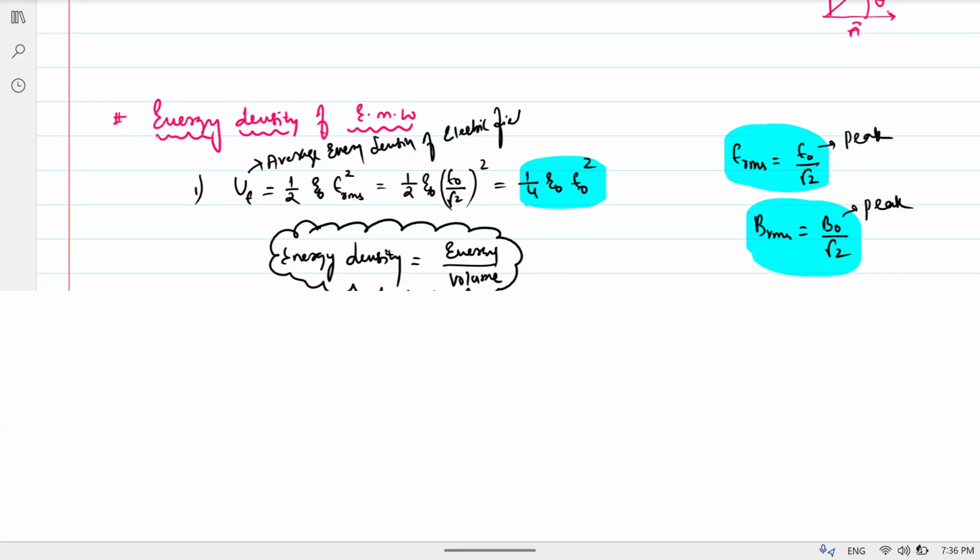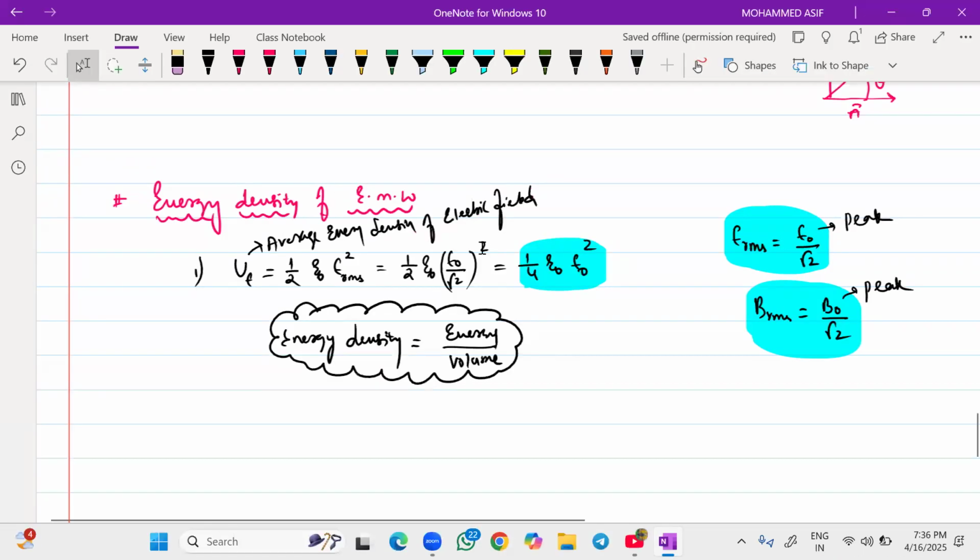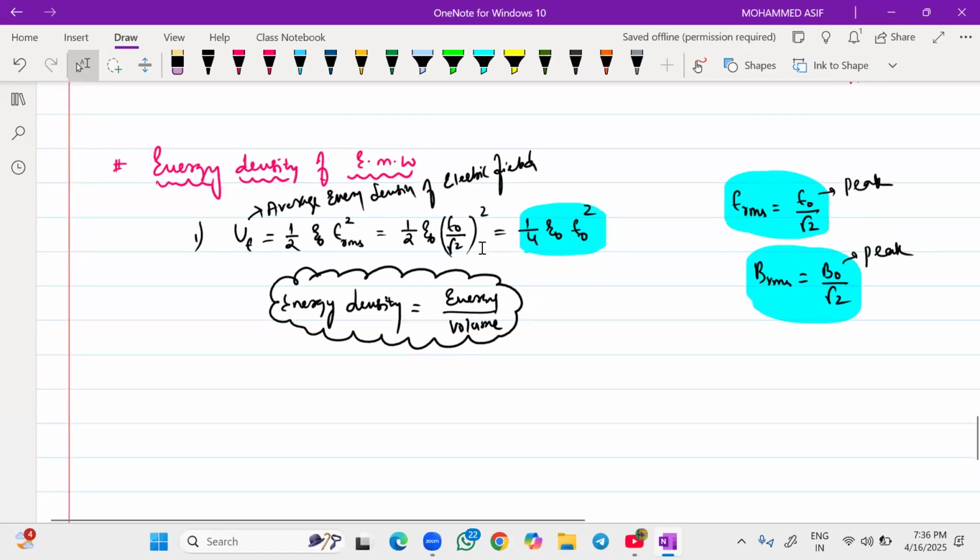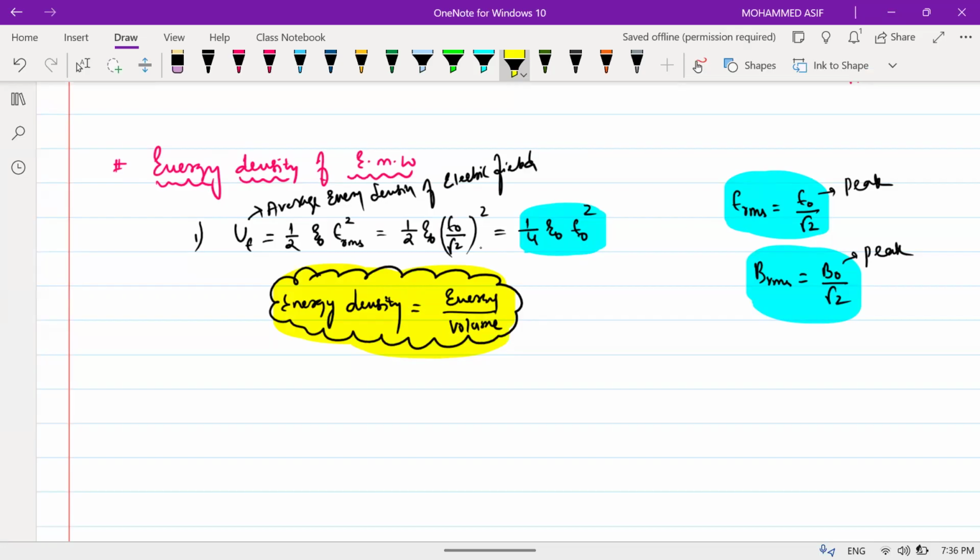If your luck is very good, they may directly ask you only the formula: identify the average energy density of the electric field. Clear? So the energy density formula is what? Energy density is always equal to energy divided by volume. Average energy density of the electric field is 1 by 4 times epsilon naught into E naught square. E naught is the peak electric field. Epsilon naught is nothing but what? Permittivity of free space. Am I clear with this formula?